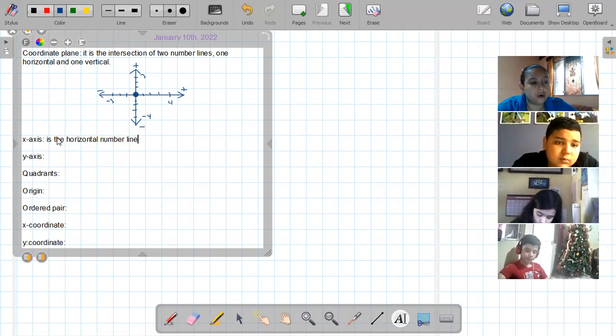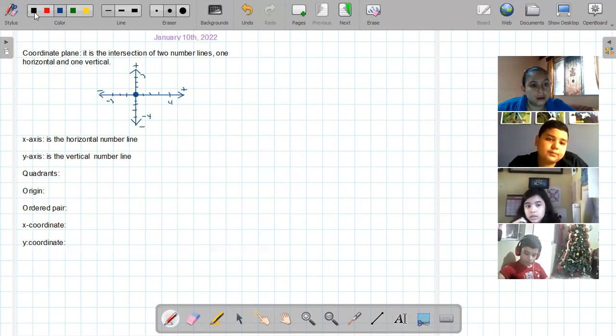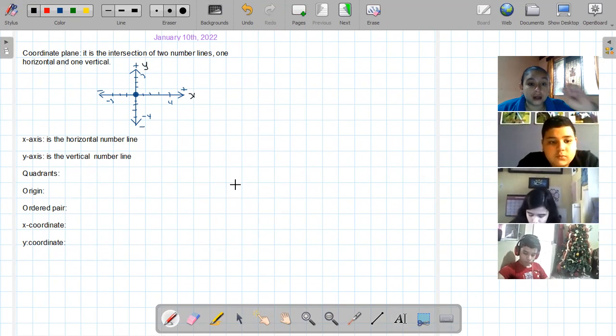We're going to call it right now the horizontal number line. And the y-axis? The vertical number line. So that means that we are going to say that this is x and this is y. So for right now, guys, we are using a 2-dimension plane, okay, a flat plane.